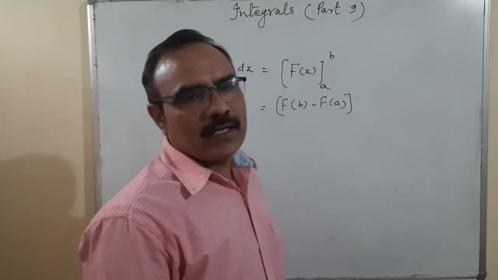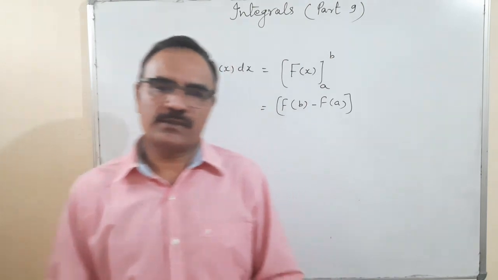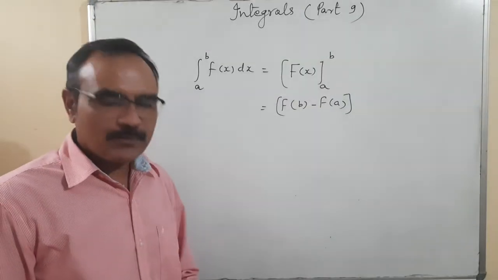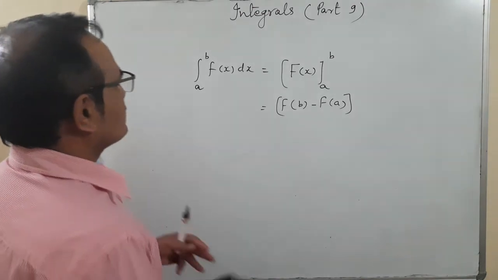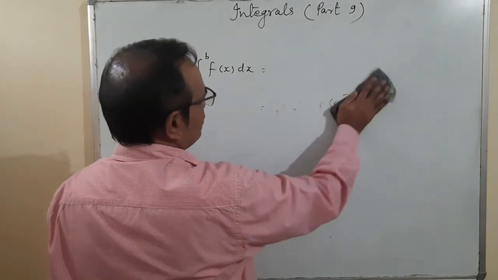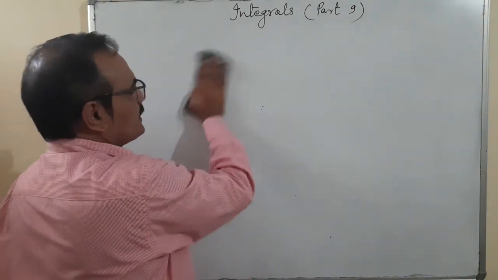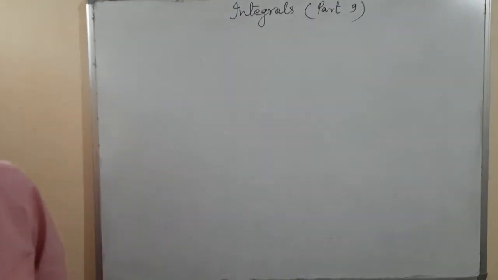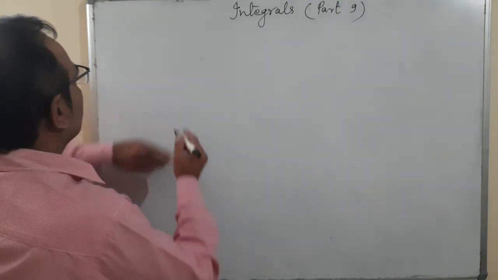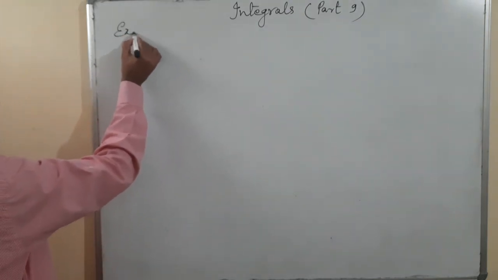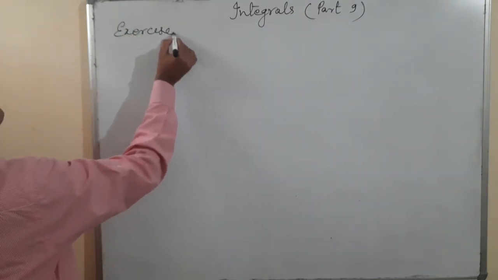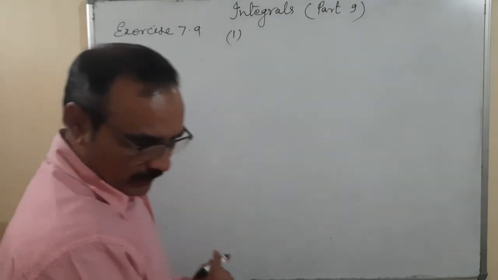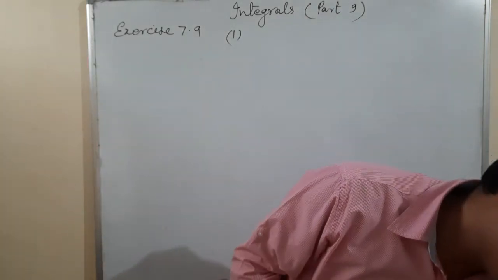Right? Here we are not using the limit of sums. A simple formula can be used. Simply we will integrate the term and put the limits. So this exercise 7.9 is based on this only. I am selecting some questions for you from exercise 7.9. Question number 1, the first question I am taking.